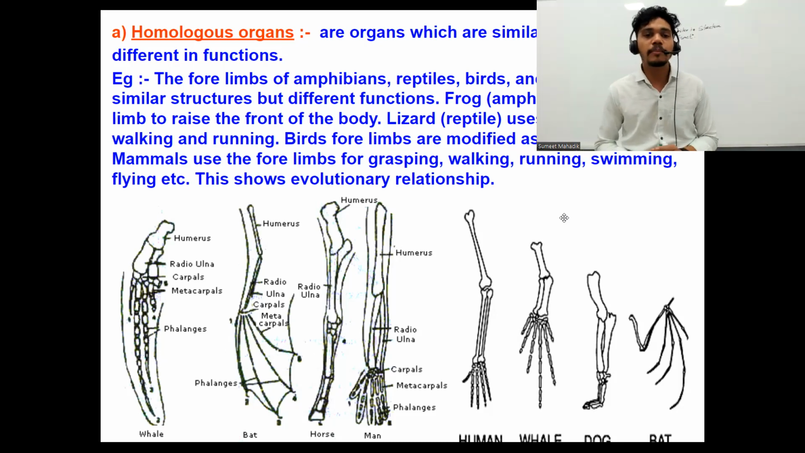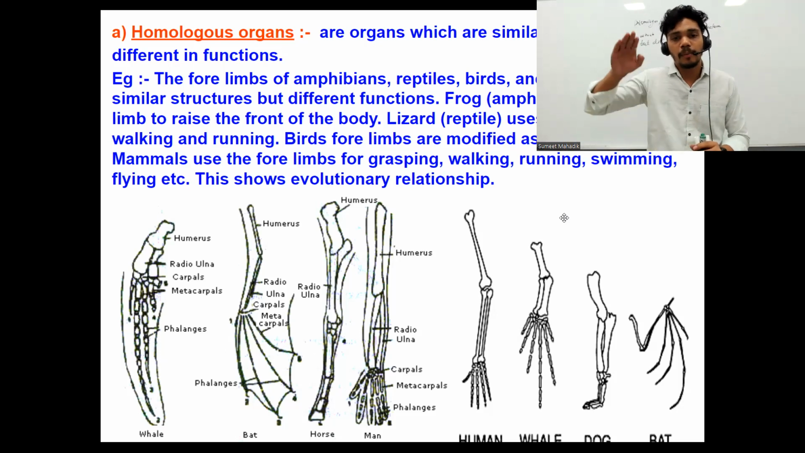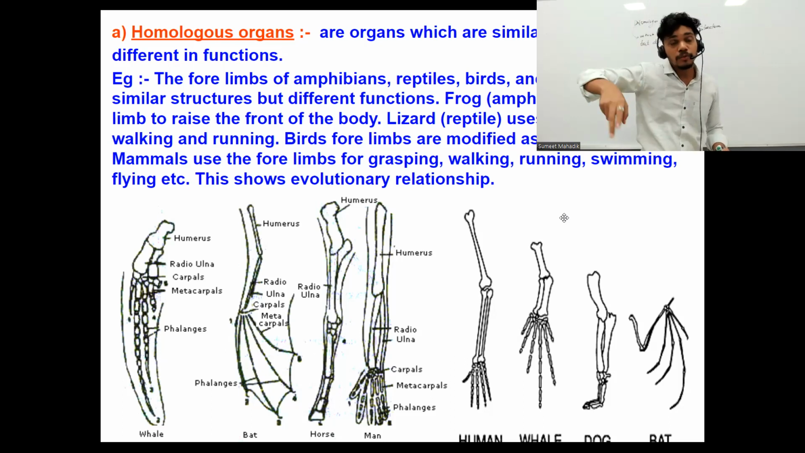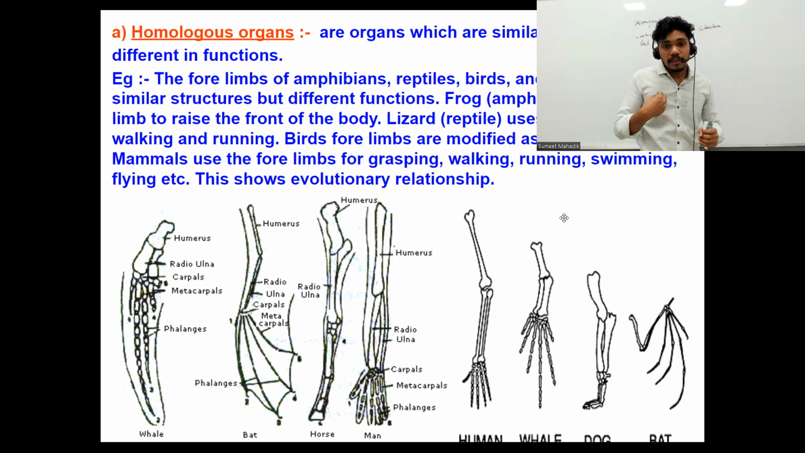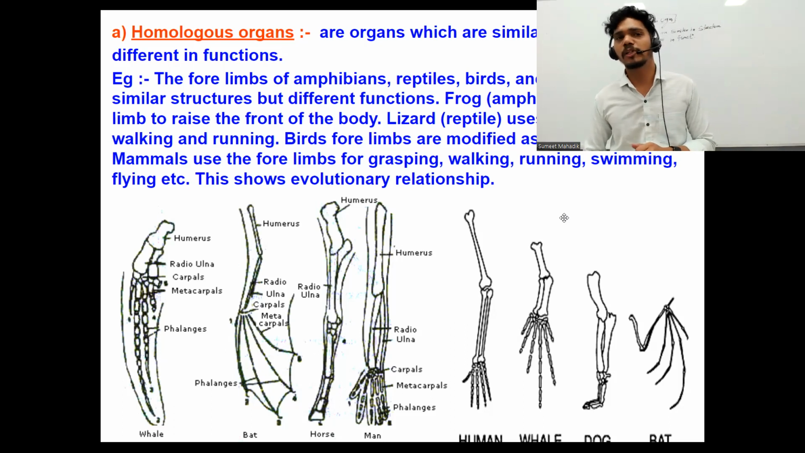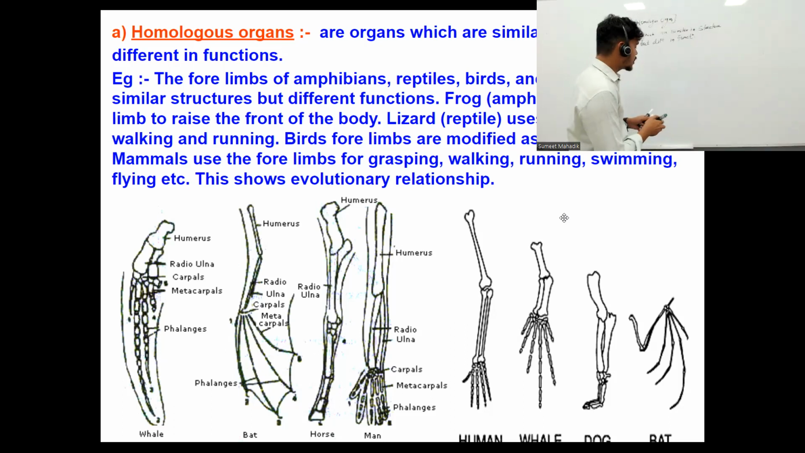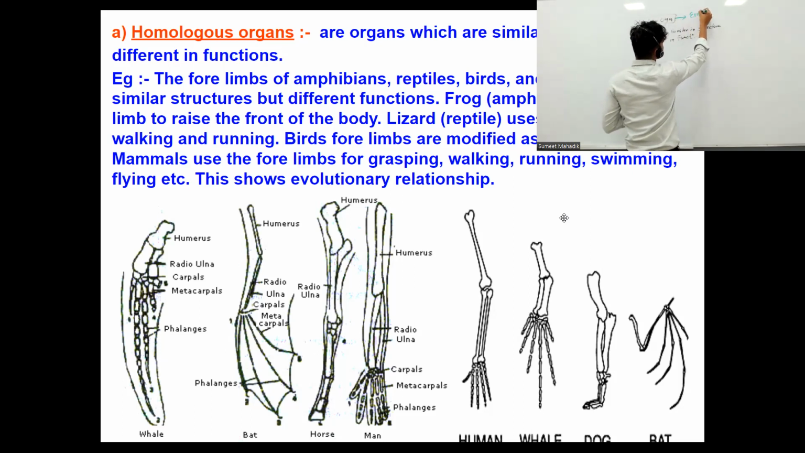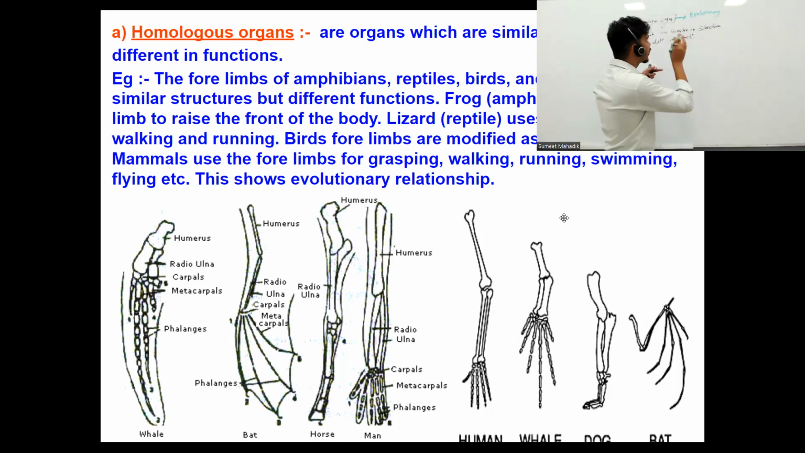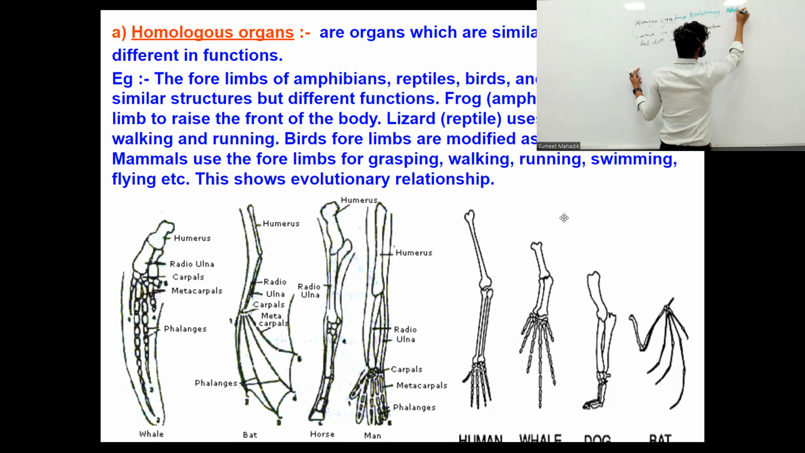The forelimbs of amphibians, reptiles, birds, and mammals have a similar structure but a different function. A frog, an amphibian, uses its forelimb to raise the front of the body, like this. A lizard, a reptile, uses the forelimb for walking and running. Birds use it for flying. Mammals use the limbs for grasping, walking, running, swimming, flying, etc. This shows the evolutionary relationship. These homologous organs show the evolutionary relationship. So who shows the evolutionary relationship? Tell me.